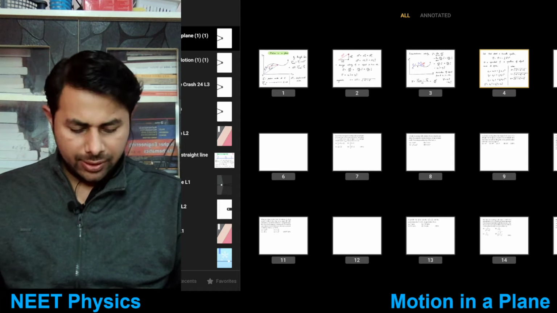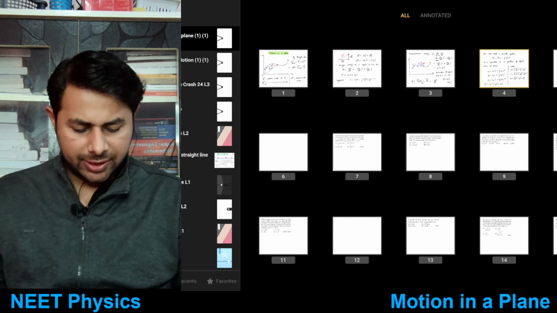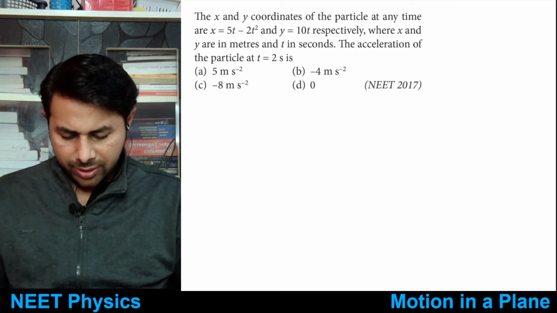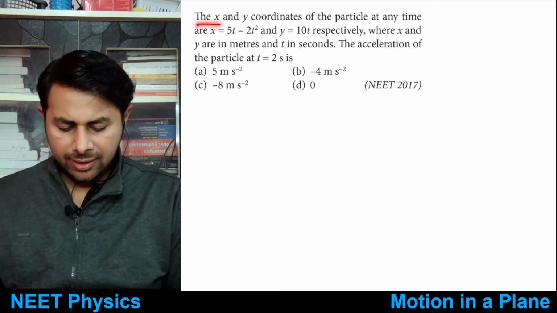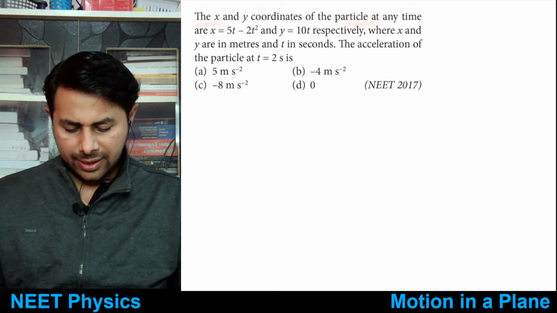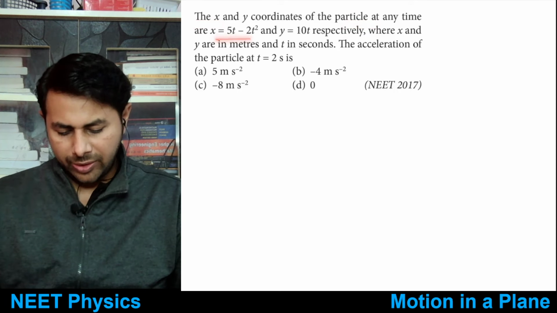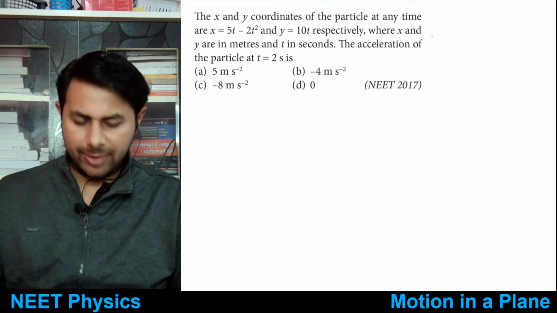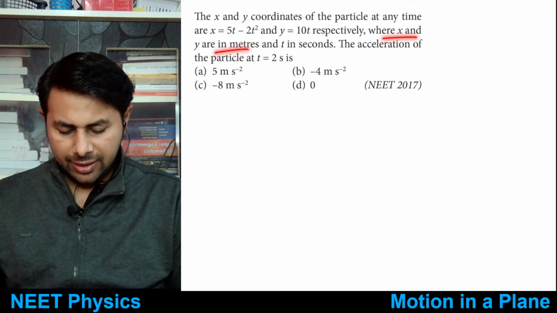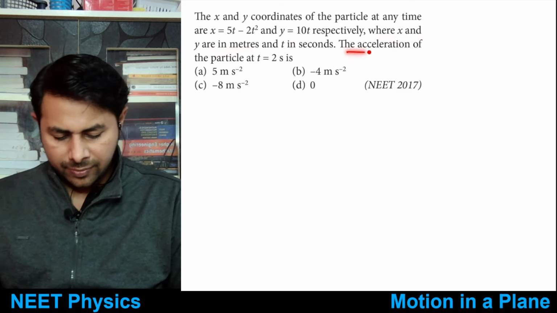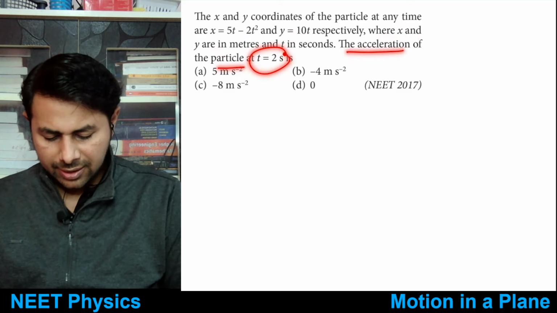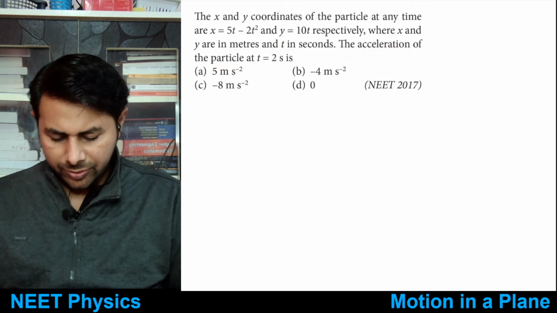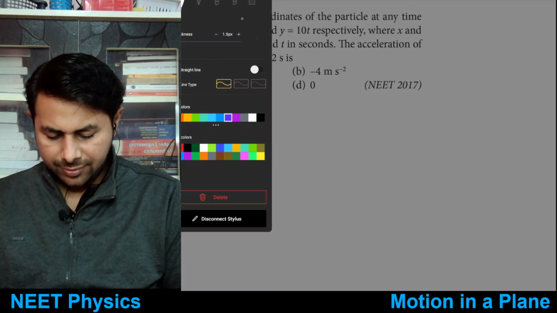Okay, so now let us solve some problems based upon these things. Let's see this problem. The x and y coordinates of a particle at any time are x is equal to 5t minus 2t square and y is equal to 10t respectively, where x and y are in meters and t is in seconds. The acceleration of the particle at t equal to 2 seconds is. So now tell me, what should we do to find out this acceleration?